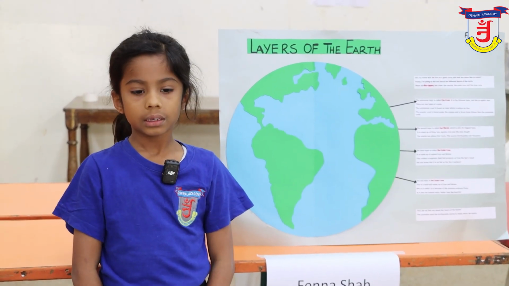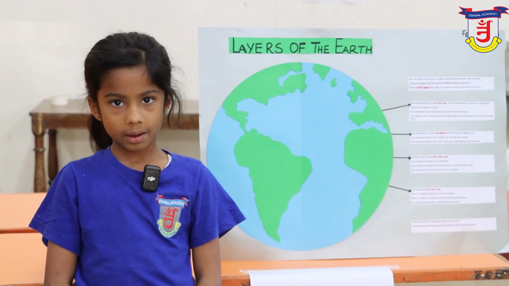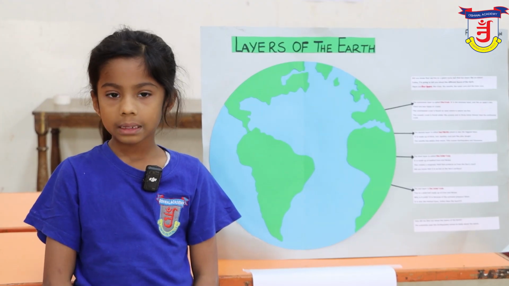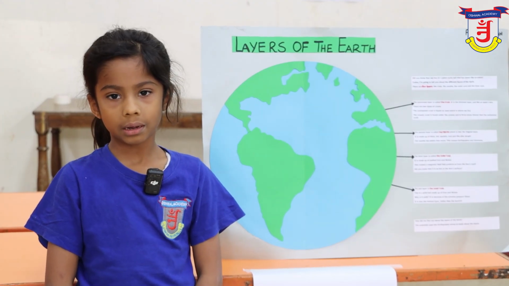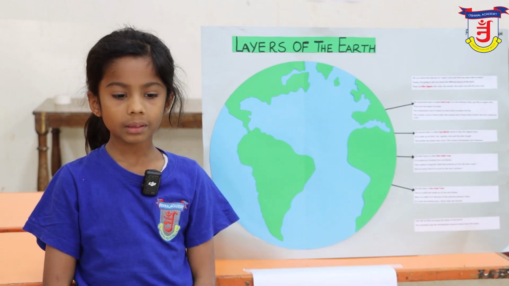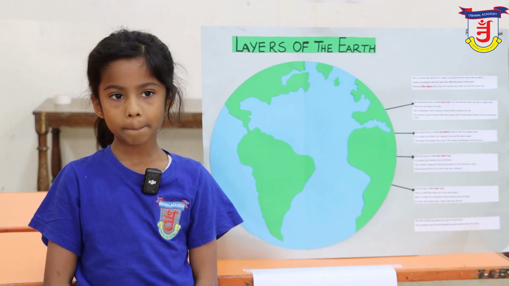The third layer is the outer core. It is made up of melted iron and nickel. This creates a magnetic field which protects us from the sun's rays. Did you know it is hot as the sun's surface?